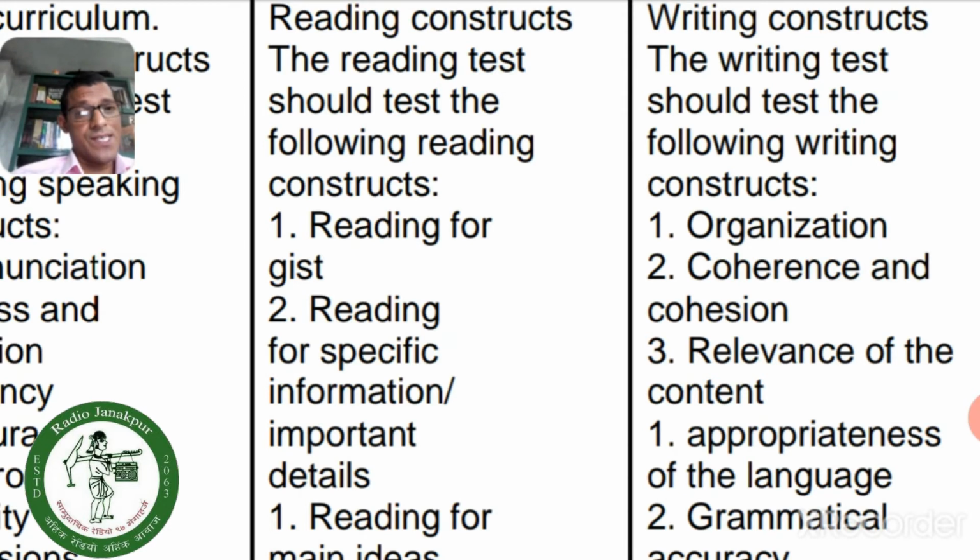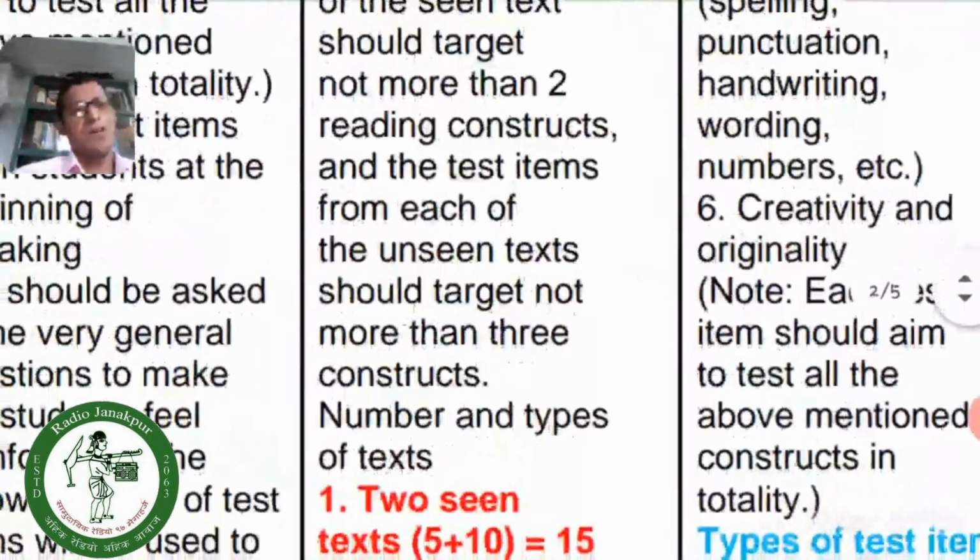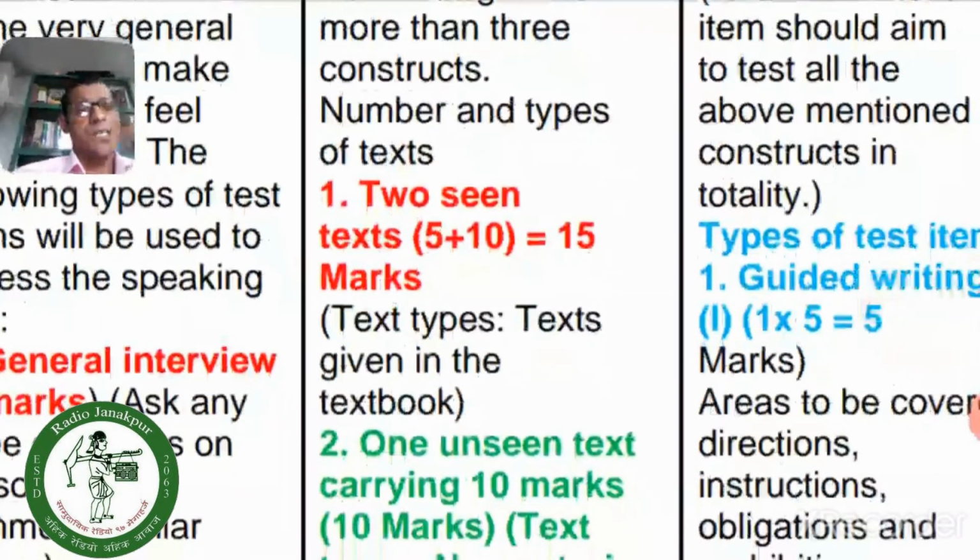I hope that you have this compulsory English book, and in this compulsory English book you might have seen a variety of reading items or reading texts. From those reading texts, two seen texts will be asked in your final examination. Seen text means whatever essays, poems and stories are there, and from such texts you are asked to answer questions.